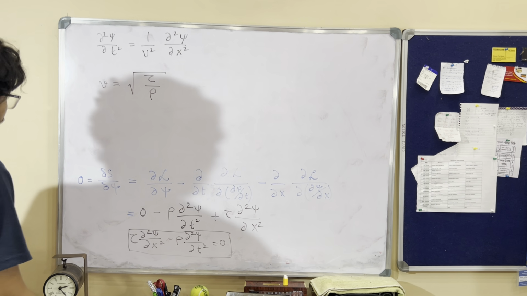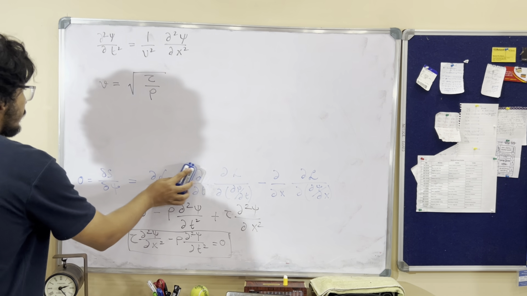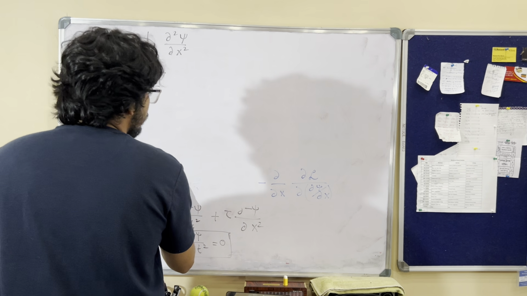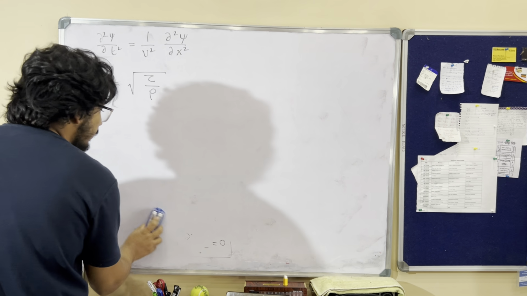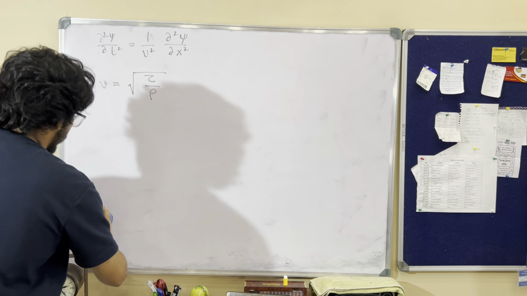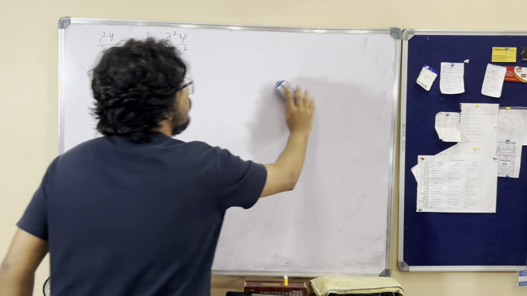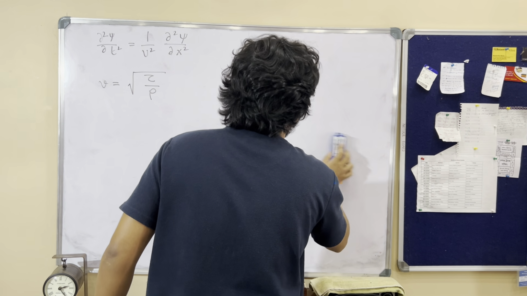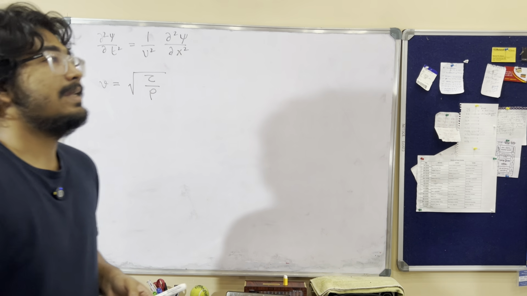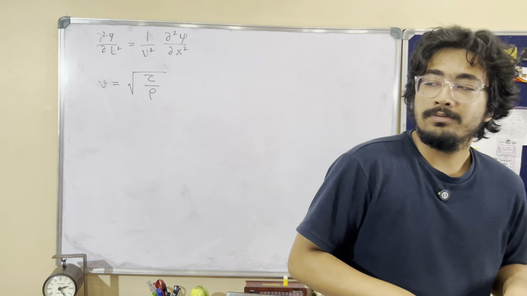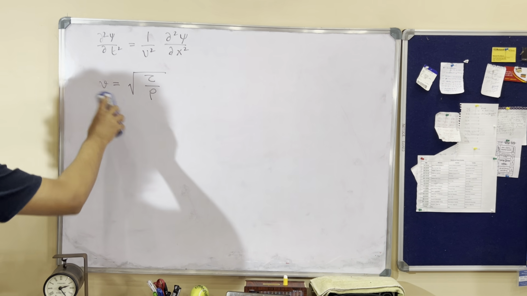And yeah, so using the Euler-Lagrangian equation and using the concept of Lagrangian density, we can find out the equations of motion. And in this case, we just verified that the velocity is indeed root over tau by rho. And yeah, now I am going to erase this thing.